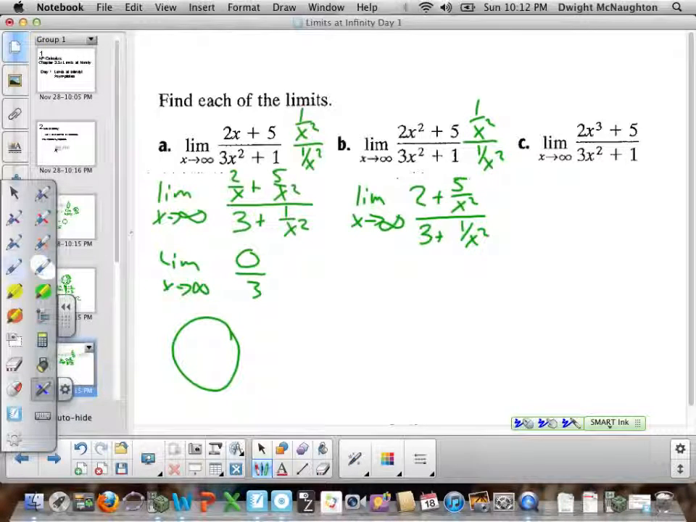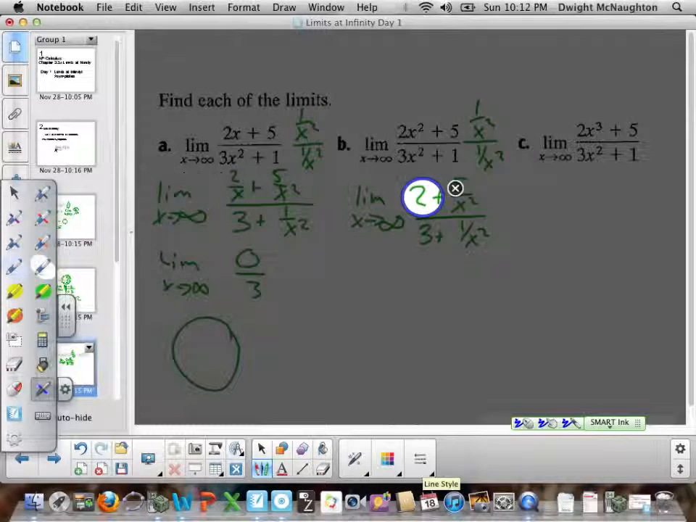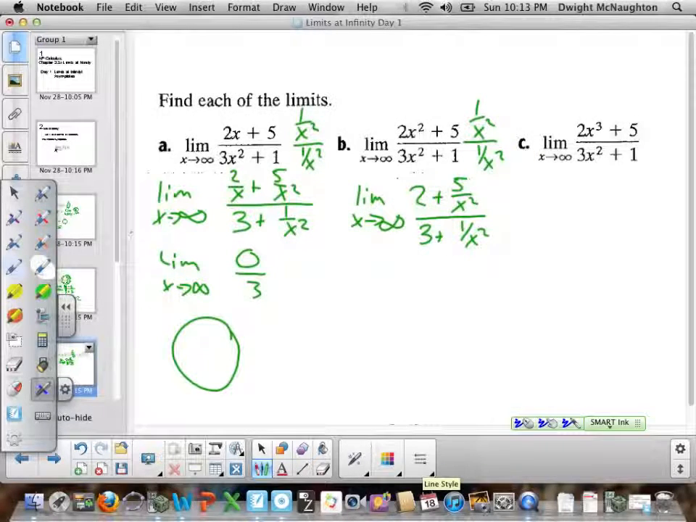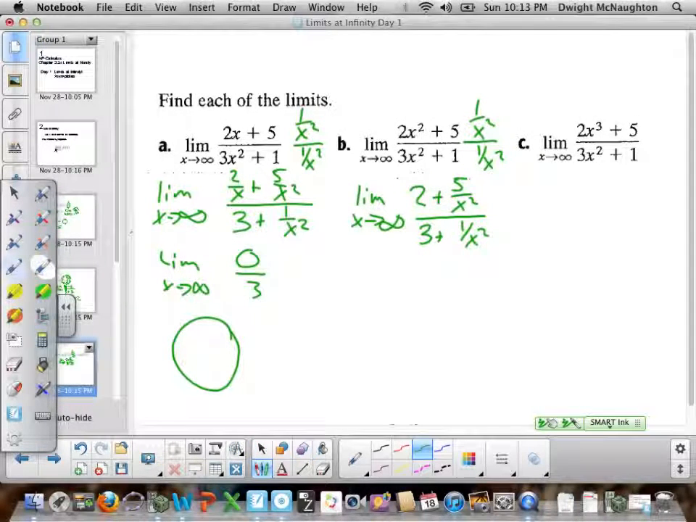Now we approach infinity. 2, no x there, so that doesn't change. 5 over x squared will approach 0. 3 will be 3, and 1 over x squared will be 0. So when we approach infinity and get our zeros, we get 2/3.